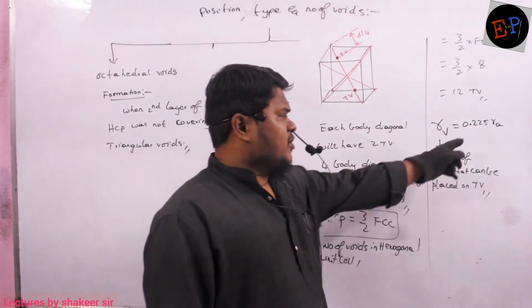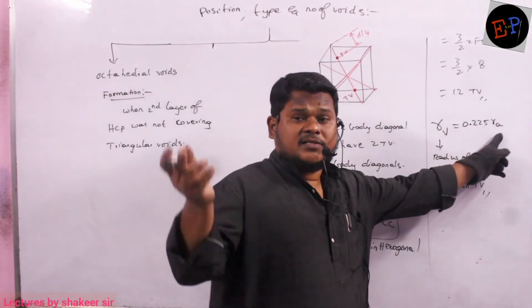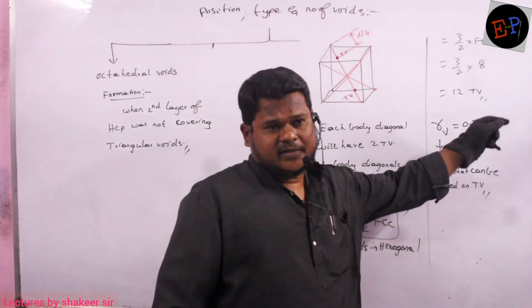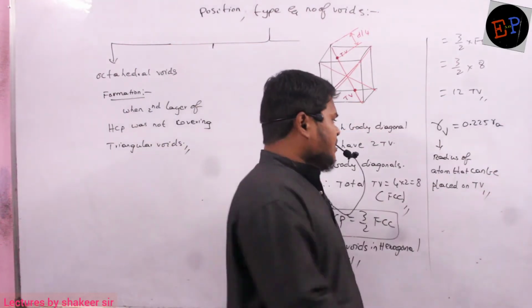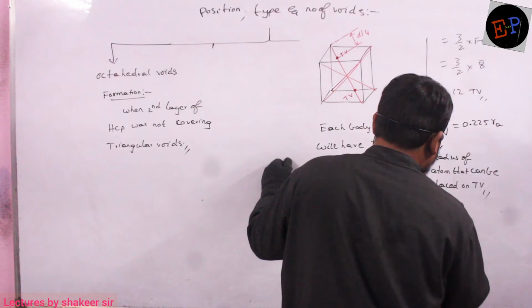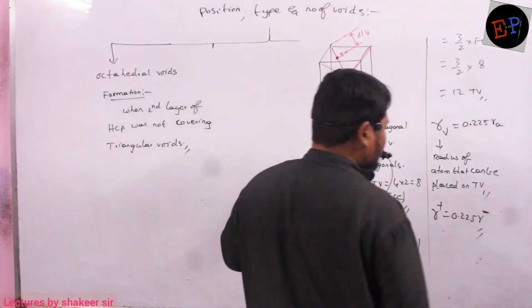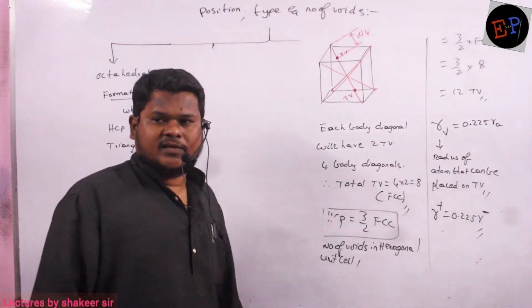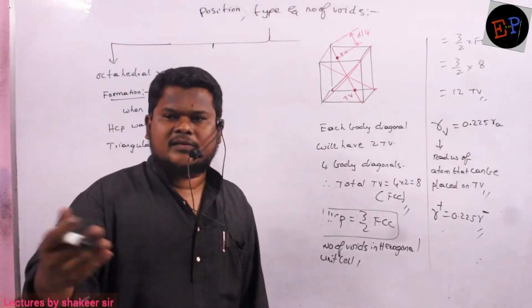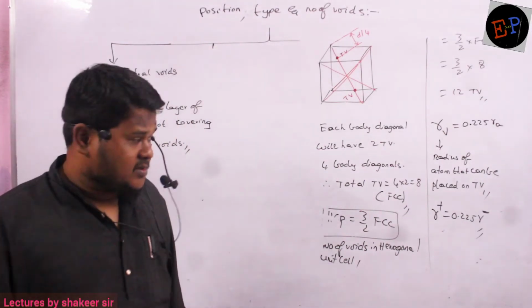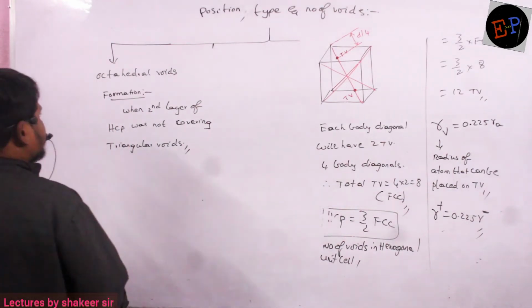And what is meant by RA? Radius of that atom which created this void. Understood the difference? Or in terms of cation and anion you can write R plus is equal to 0.225 R minus. So you can write like this also. Okay? Because in a crystal, if one is a cation, another one should be anion. Are you able to understand? That's it. So now see, octahedral voids.